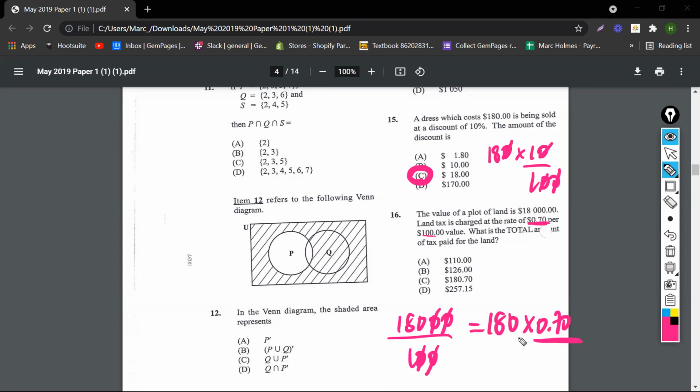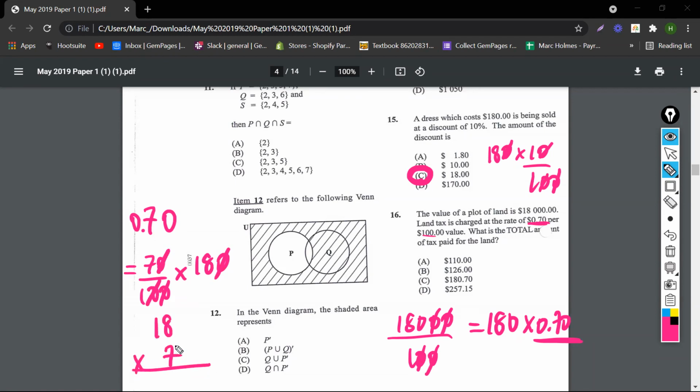And how do I find the 180 times the 70 cents? Well, guys, 0.70 is the same thing as 70 over 100. So all I need to do is multiply 70 over 100 by 180. This 0 cancels that 0, this 0 cancels that one, and I'm going to get 18 times 7.